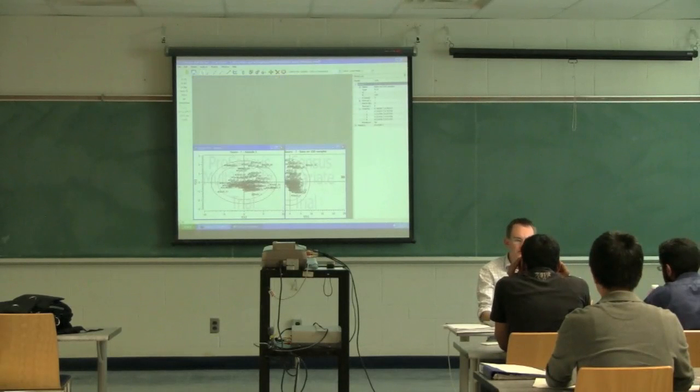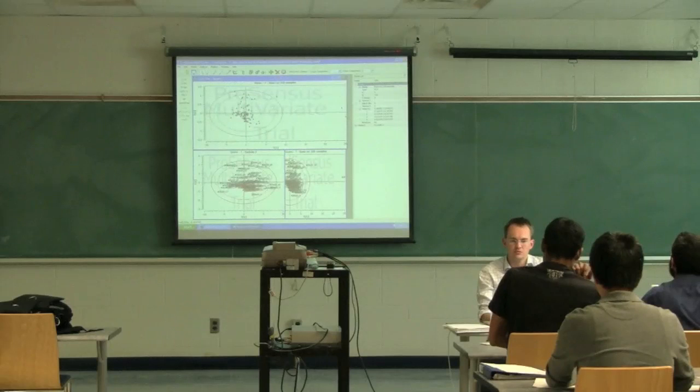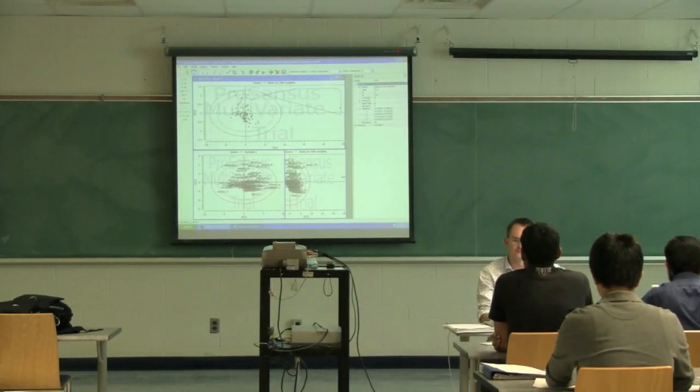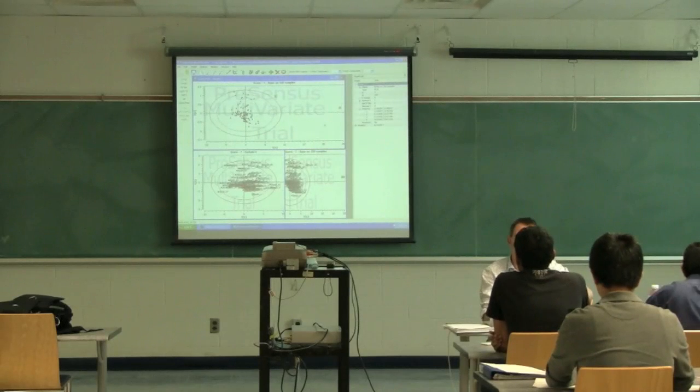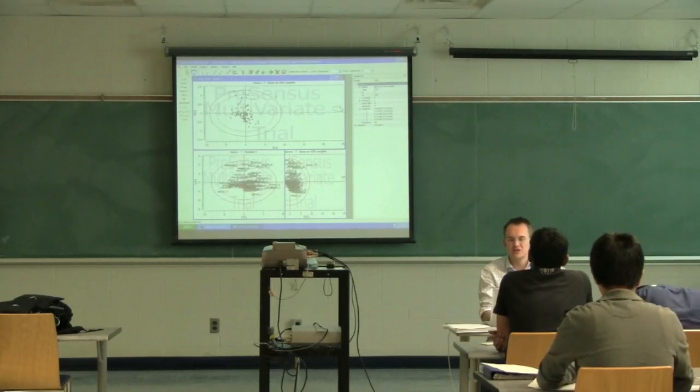But the first problem you notice in the score space is obviously these two observations out here. It seems to be quite unusual. So we've got 100 data points. We expect one data point to be outside the Hotelling's T-squared ellipse. Here we've got two. So that one's pretty close, but this one is huge.